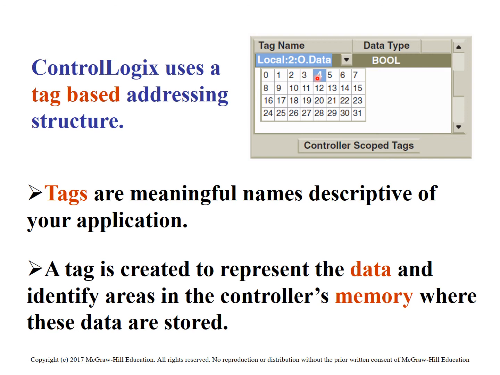So it's going out there and scanning those outputs asynchronously, not at the same time that the program's updating them. They're both operating at the same time. So when it gets to this data table, it sees this bit on, it turns on that output in that output card.